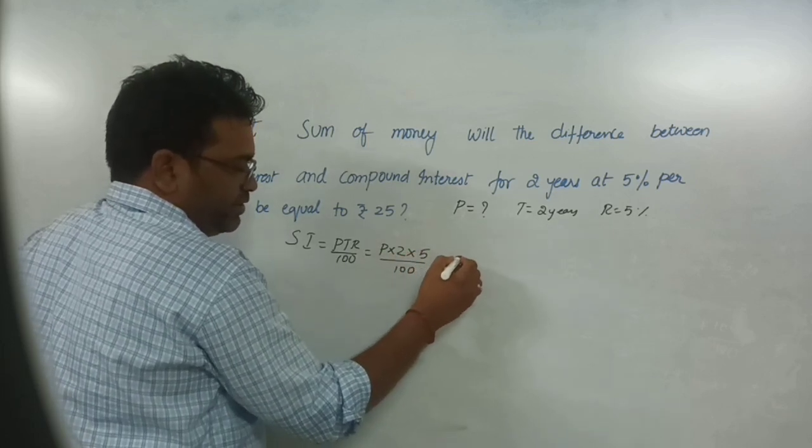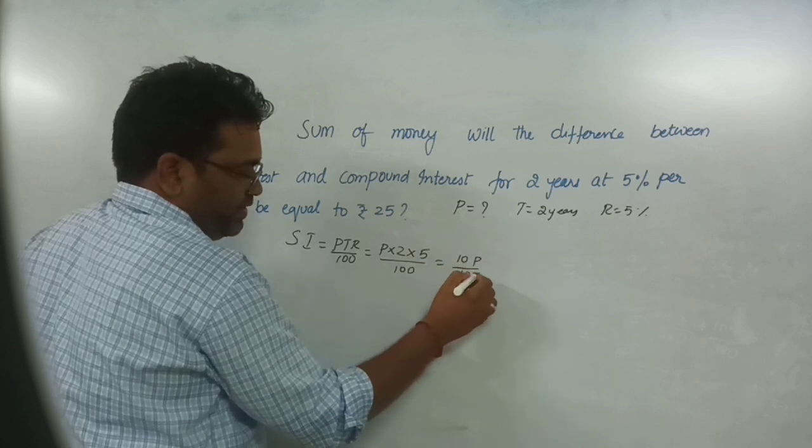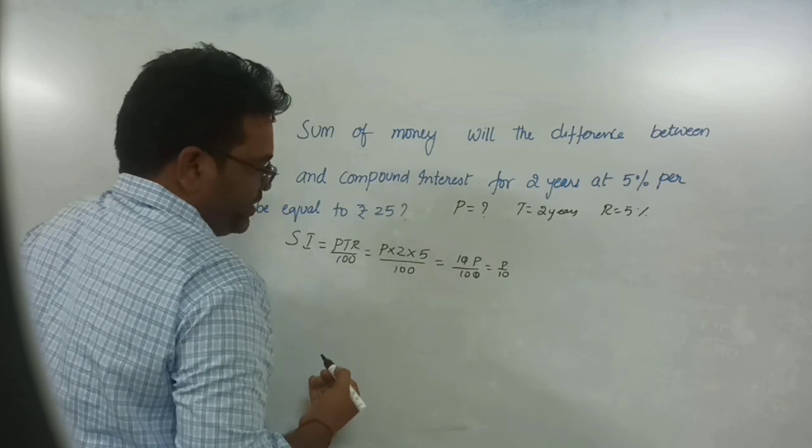So we can write 2 times 5 is 10, P by 100, the zeros cancel, so simple interest is P by 10.